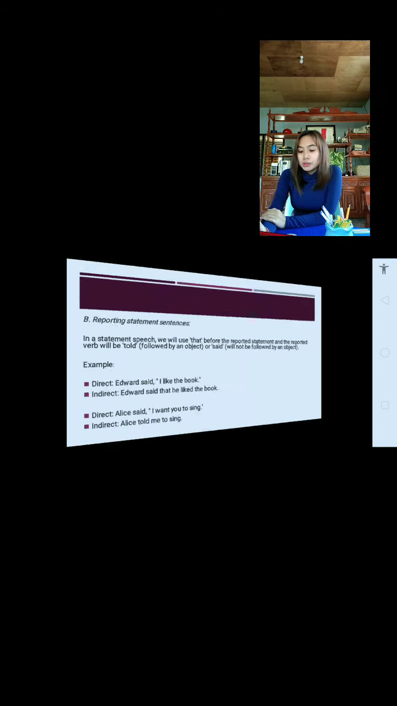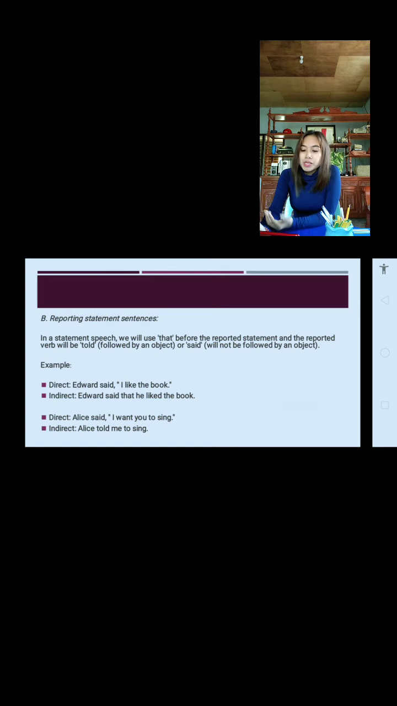Next, reporting statement sentences. In a statement speech, we will use that before the reported statement, and the reporting verb will be told, followed by an object, or said, which will not be followed by an object. For example, direct speech. Edward said, "I like the book." For indirect speech, it will become, Edward said that he liked the book.